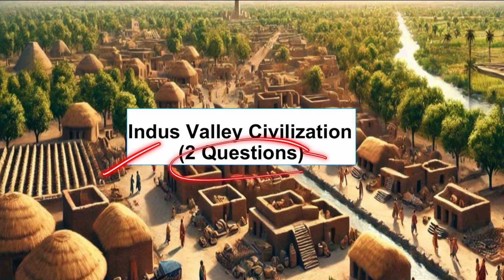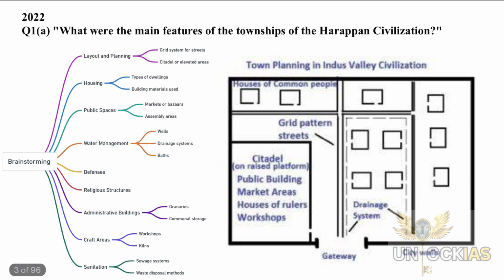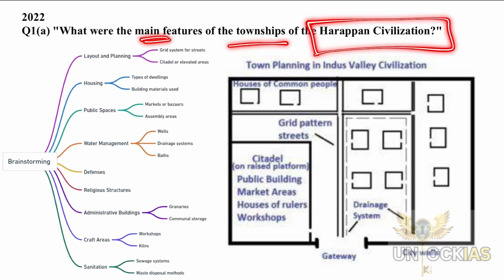IVC had 2 questions so far. Let's have a look. These questions are very basic, and you will see the affirmation being true over and over again. Question number 1 in 2022: What were the main features of the townships of Harappan civilization?